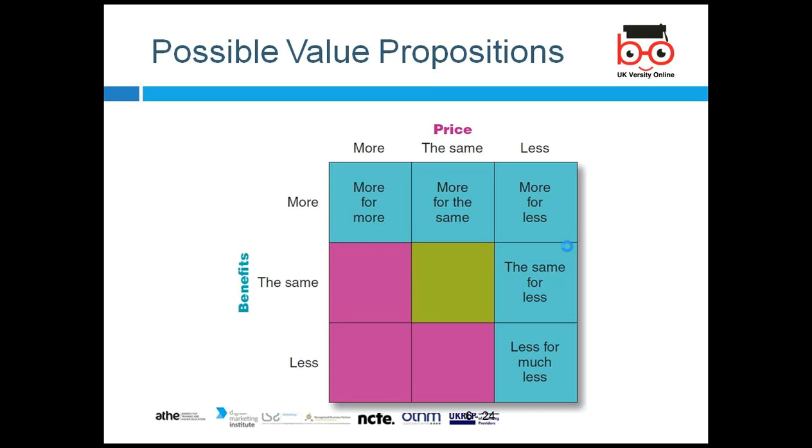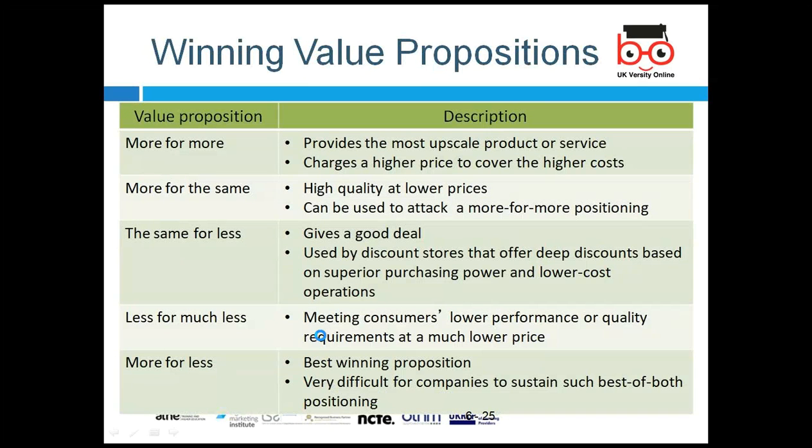Okay, possible value propositions, price: more for more, more for the same, and more for less. So we can make the pricing strategy. More for more: if you pay more, you will get more. More for the same: you will get more benefit at the same price. More for less: you get more benefit at a lower price. So we can look at the benefit in this matrix and ask the question.